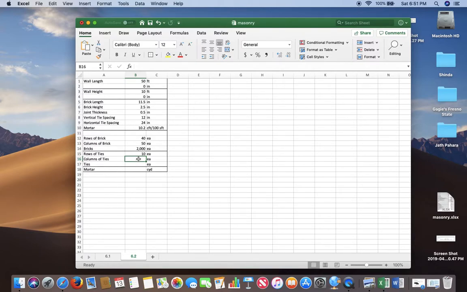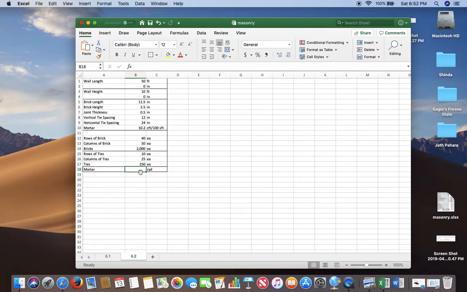Columns of ties, same steps, and we'll get 25 for that one. And then we're back to ties again, so we'll just multiply our total ties, which will be equals that times that, and we'll get 250.